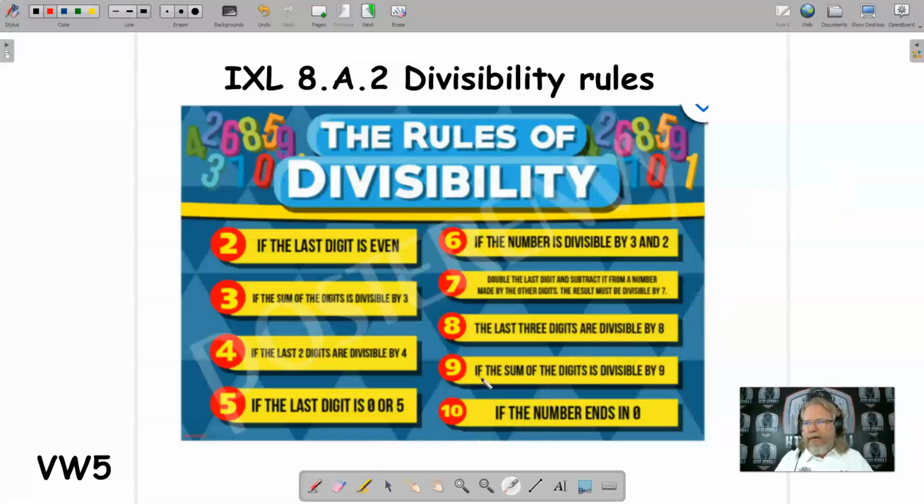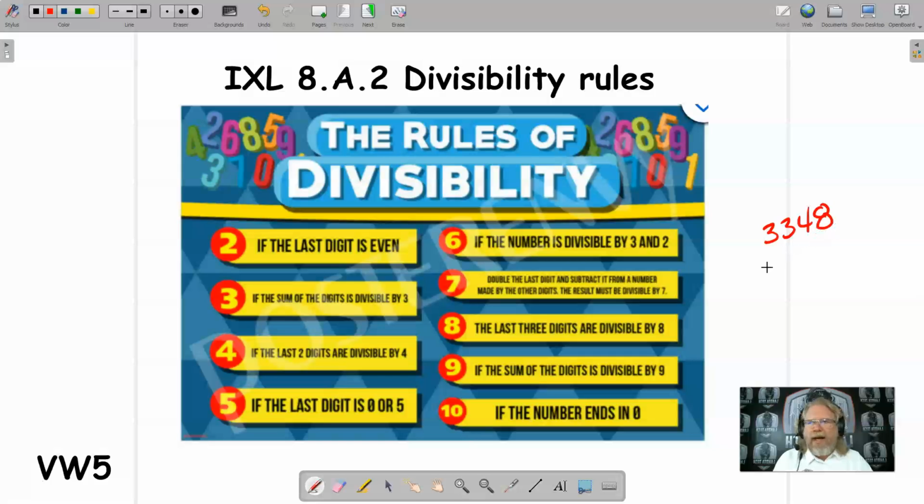The rule for 9, like I said, is similar to the rule for 3. If the sum of the digits equals a number that's divisible by 9, then the number is divisible by 9. For instance, think of digits that add up to a number divisible by 9, like 18. If we had 3, that's 3, plus another 3 is 6, and if we throw in a 4, that's 10, and an 8. So we have 3,348.